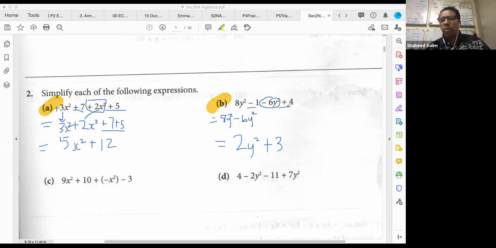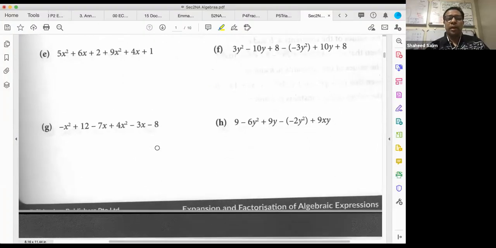I don't like to put the minus first, so I put a plus 4, plus 4 minus 1. It's easier for me. 4 minus 1, I get 3, correct? 8y squared minus 6y squared, 2y squared, correct? So this is also correct. All right, so well done. Okay, now we are going to move on to the next, down here.